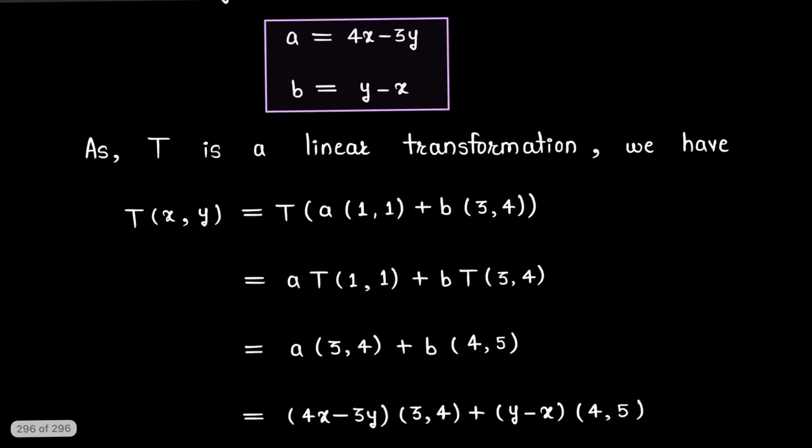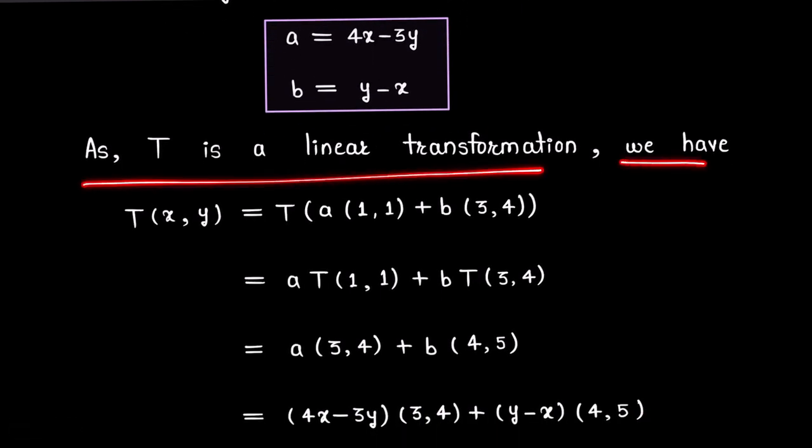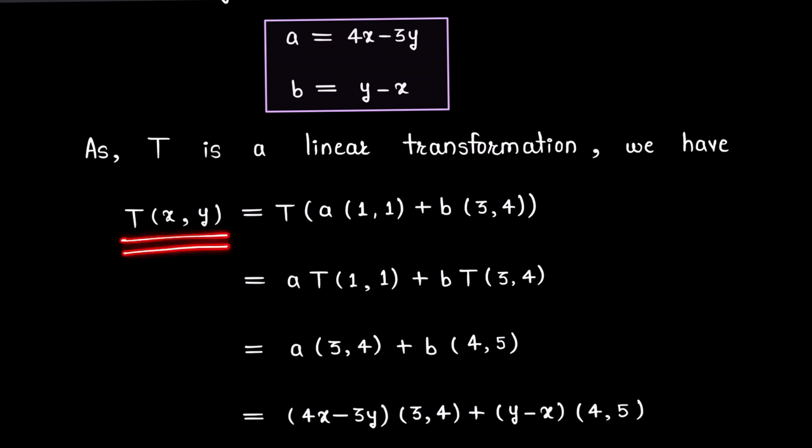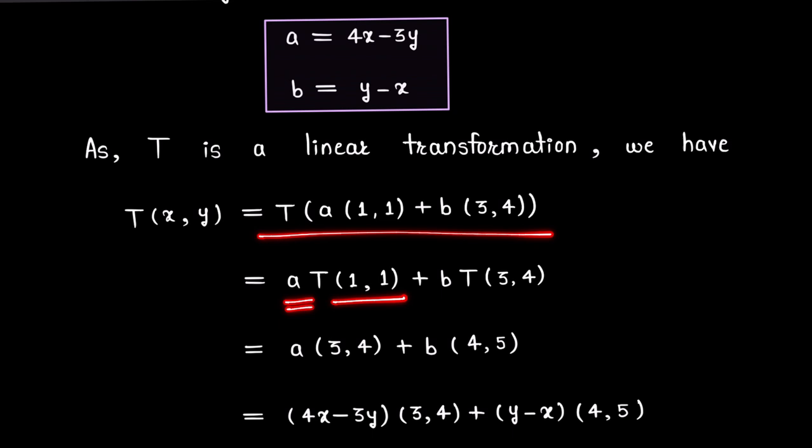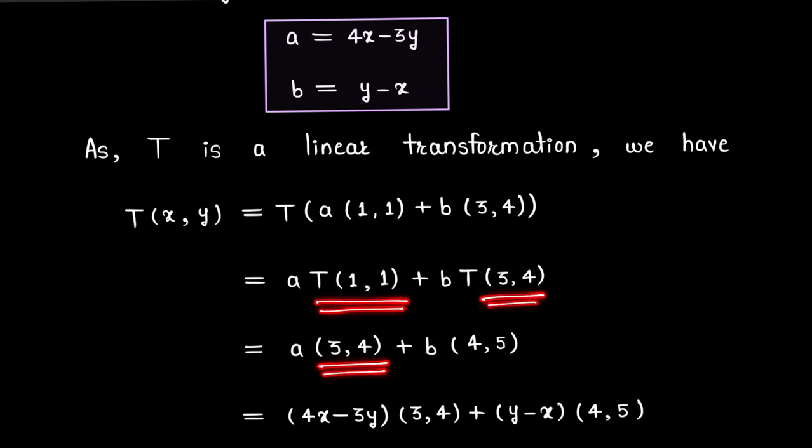So, as T is a linear transformation, we have the image of vector (x, y) will be the image of this vector a(1, 1) + b(3, 4). We have just replaced this (x, y) with its representation. Now, as T is linear, this becomes a T(1, 1) + b T(3, 4). Now, the image of vector (1, 1) is (3, 4) and the image of vector (3, 4) is (4, 5).